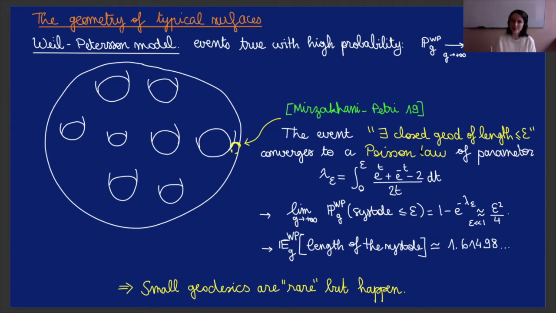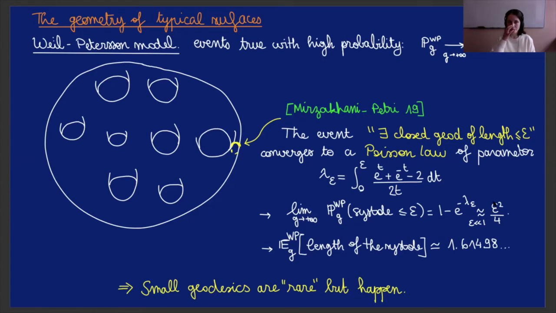They are rare. So having a very short geodesic is something that is bound to happen. It's not going to happen all the time. It might happen a bit, but many times is unlikely. It's a rare event. For instance, as a consequence, if you take epsilon to be very, very small, you can prove that the probability of the systole being smaller than epsilon is roughly epsilon squared over 4.